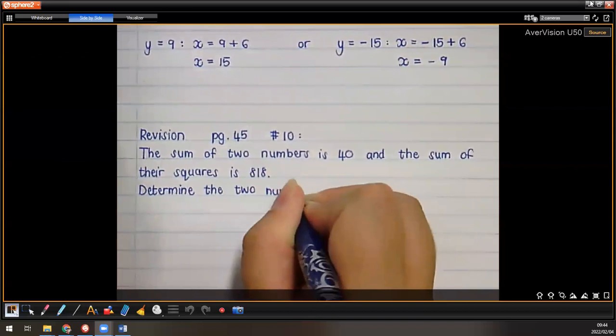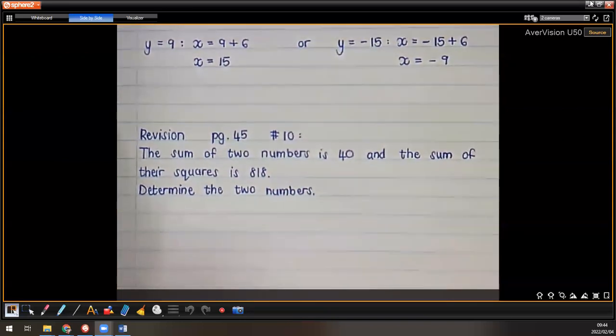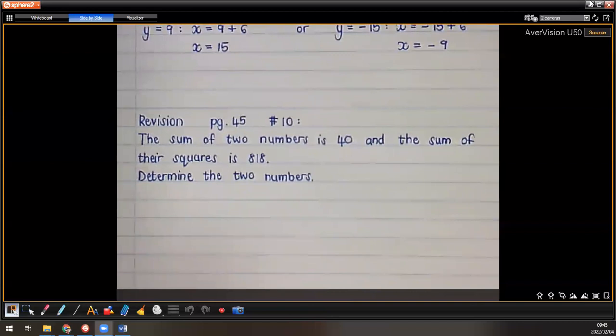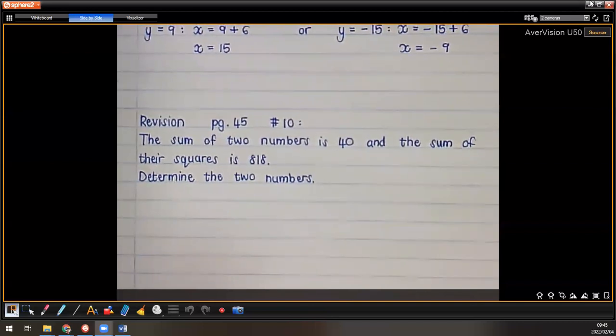Okay, so it's very similar to the one that we just did, but the information that they're giving us is different. Okay? But again, you see, we're going to work with an x and a y, the two numbers, and they're giving us two pieces of information about these two numbers. They're saying that the sum of two numbers is 40. So I want you to start this question in the same way. Just write, let the numbers be equal to x and y.